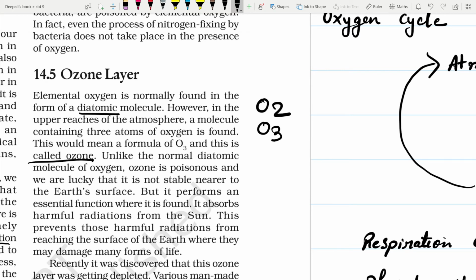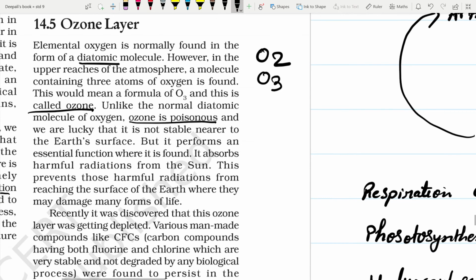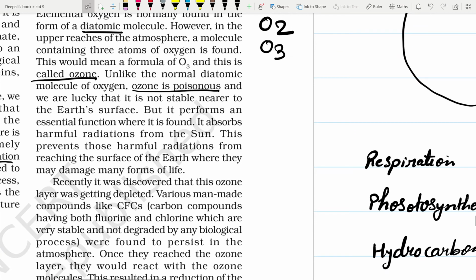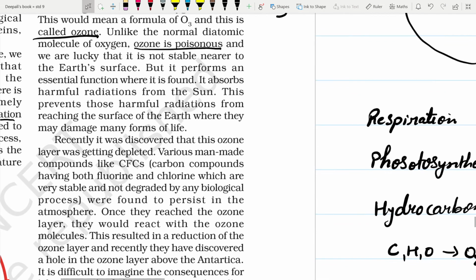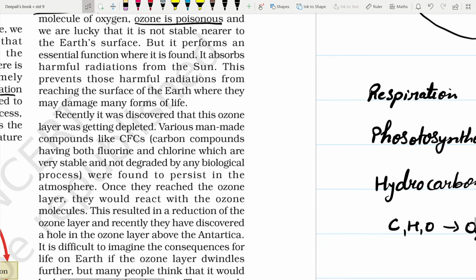Unlike the normal diatomic molecules of oxygen, ozone is a poisonous gas, and we are lucky that it is not stable near the Earth's surface. Otherwise, we would be inhaling poisonous gas. But it performs an essential function where it is found. It absorbs harmful radiations from the sun. This prevents those harmful radiations from reaching the surface of the Earth, where they may damage many forms of life.